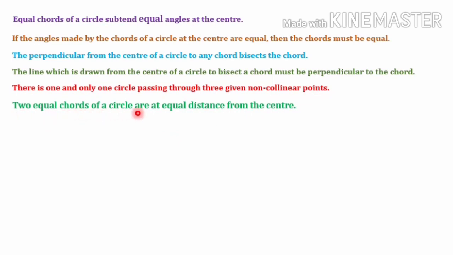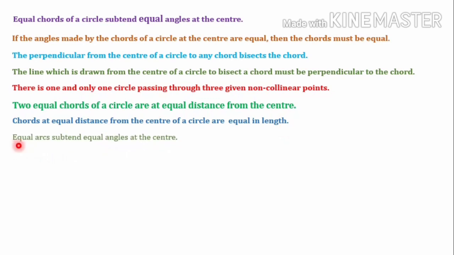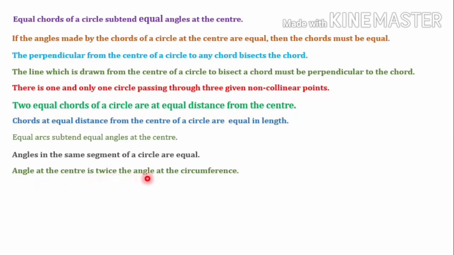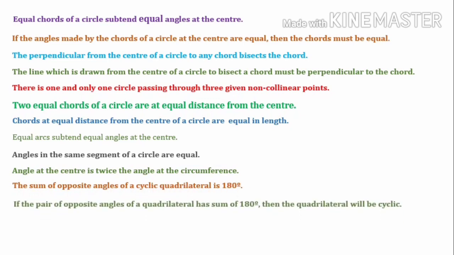Next one, there is one and only one circle passing through three given non-collinear points. Next one, two equal chords of a circle are at equal distance from the center. Next one, chords at equal distance from the center of a circle are equal in length. Next one, equal arcs subtend equal angles at the center. Angles in the same segment of a circle are equal. Angle at the center is twice the angle at the circumference. The sum of the opposite angles of a cyclic quadrilateral is 180 degrees. If the pair of opposite angles of a quadrilateral has sum of 180 degrees, then the quadrilateral will be cyclic.